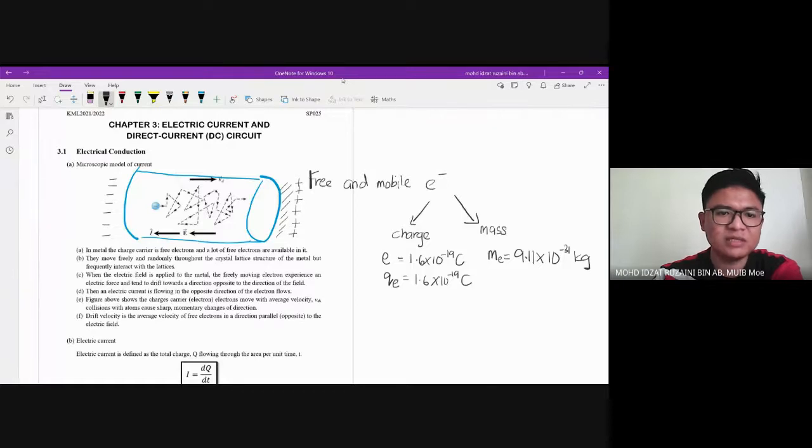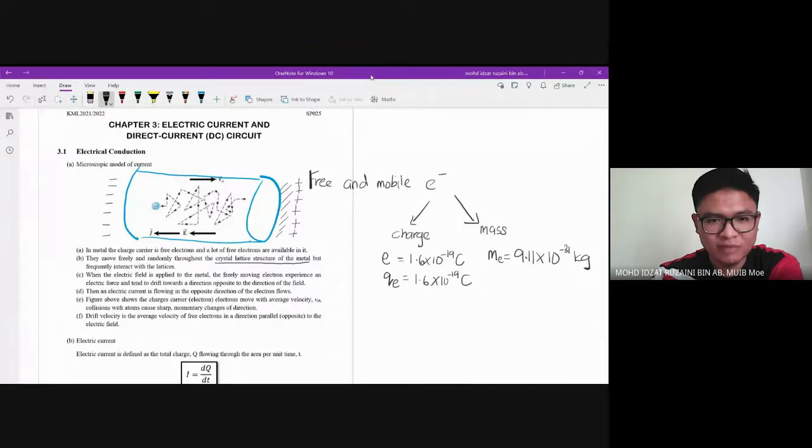Okay, so apakah benda tersebut? Okay, so here kamu akan tengok di sini apa yang berlaku sebenarnya. Nampak tak ini? They move freely and randomly throughout the crystal lattice structure of the metal. Maksudnya apa? Kenapa dia berlaku begini, gerakannya begini, zigzag sebegini? Kerana berlakunya pelanggaran antara elektron dengan crystal lattice structure of the metal lah. Maksudnya apa? Dia berlanggar dengan atom-atom dalam metal tersebut. That's why dia berlaku zigzag.